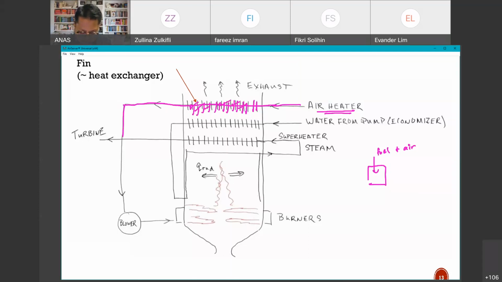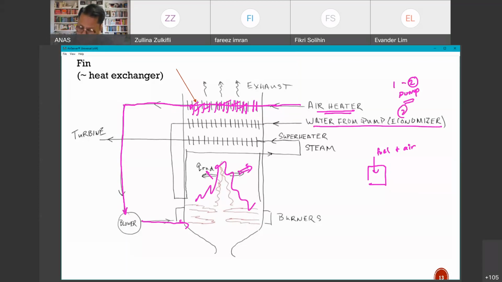Then the air is passed through a blower and is blown into the system. Of course we have a burner, and now the air is being heated. This comes out as Q radiation, heat due to radiation. Over here is the water from the pump. If you remember, 1 to 2 is the pump, so this starts from 2, because 2 to 3 is the boiler.